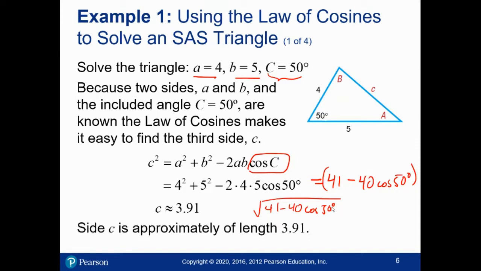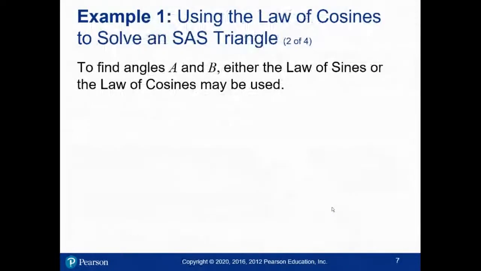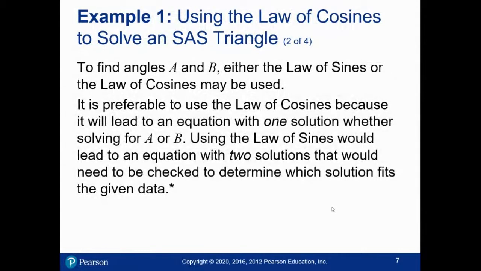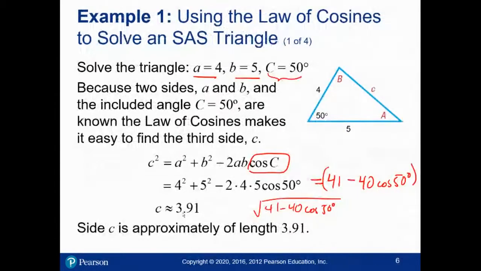Okay, now that I know all three sides, we can use a different version of the law of cosines to try to find one of the angles. So you might ask, can I use the law of sines? You can, but you'd have to be really, really careful about it, okay? So for example, I'm going to go back to the previous page, sorry. So we now know that this is about 3.91, okay?